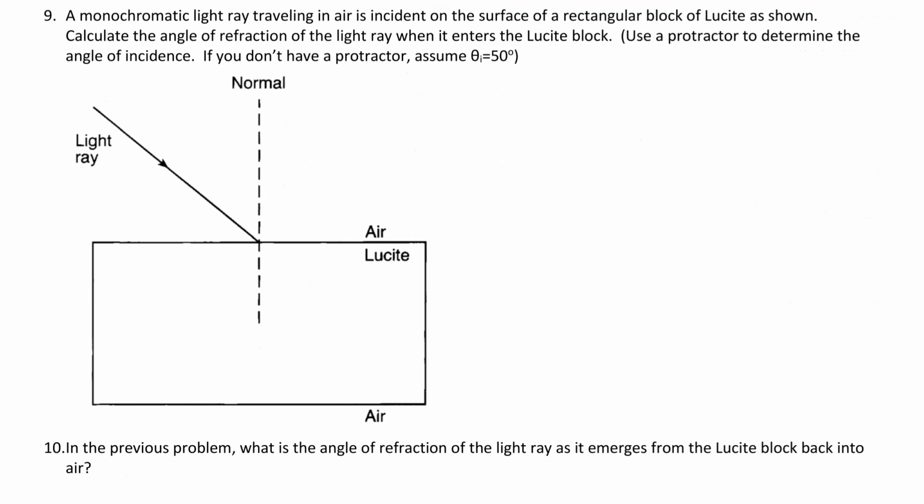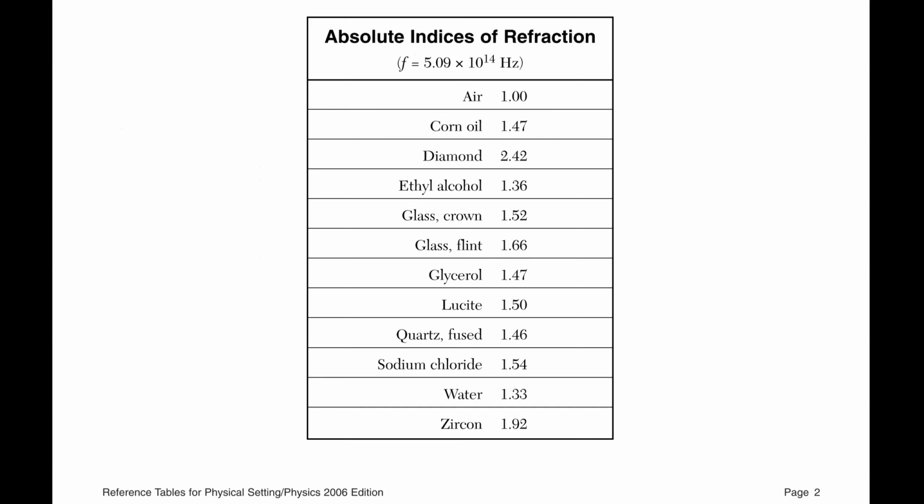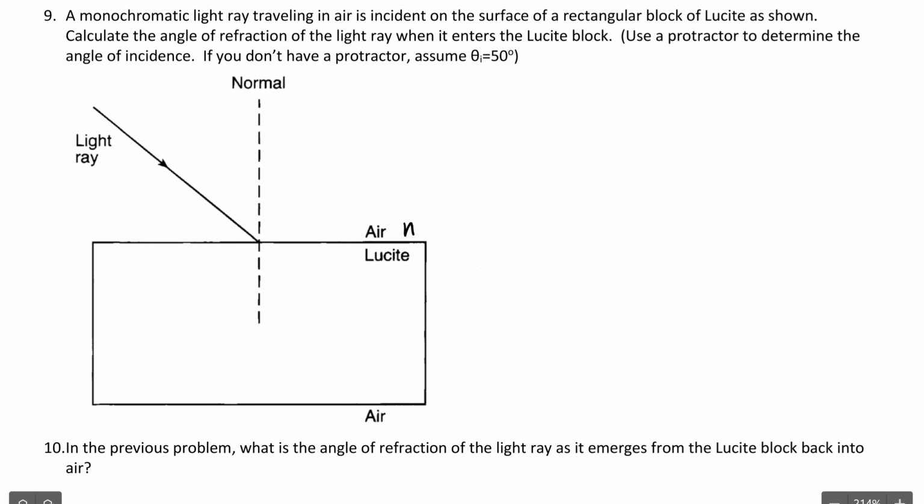A monochromatic light ray traveling in air is incident on the surface of a rectangular block of lucite as shown. So as soon as I see that, I want to look and see what lucite is. I'm curious. So here's lucite, 1.5. We're talking air and lucite. That's hidden information right there. So the air is 1. And we said for lucite, it's 1.5. Oh, and it starts in air. So this is N1. And it ends up in lucite. So this is N2. Look at that. Those are some nice numbers that we could use now.